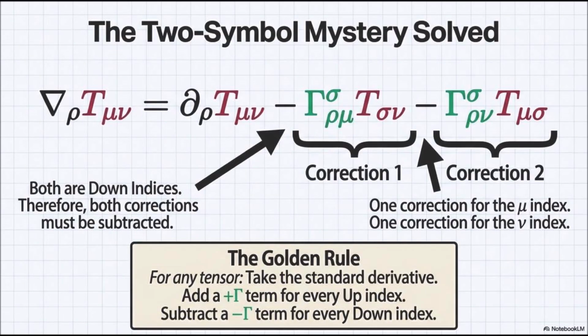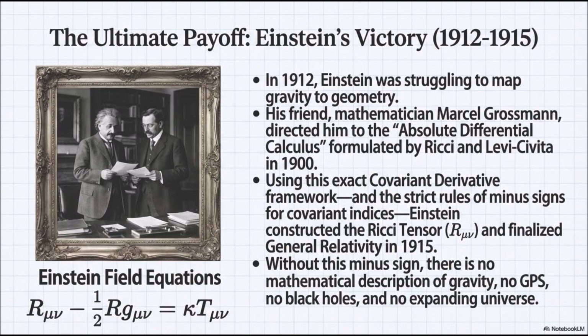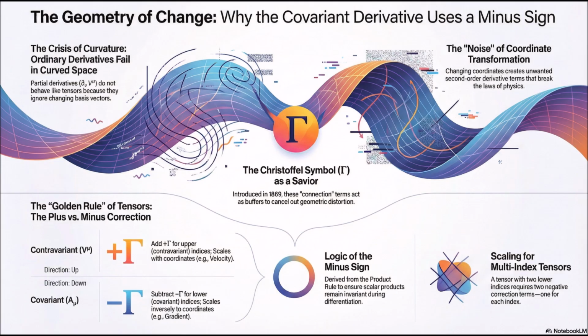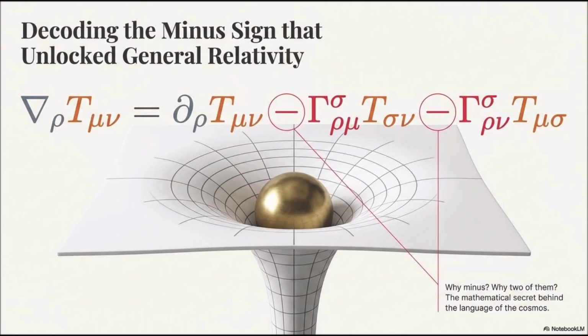The product rule application: the partial derivative of x prime superscript nu with respect to x superscript alpha times the partial derivative of v superscript alpha with respect to x prime superscript nu, plus v superscript alpha times the partial derivative with respect to x prime superscript nu of the partial derivative of x prime superscript mu with respect to x superscript alpha.